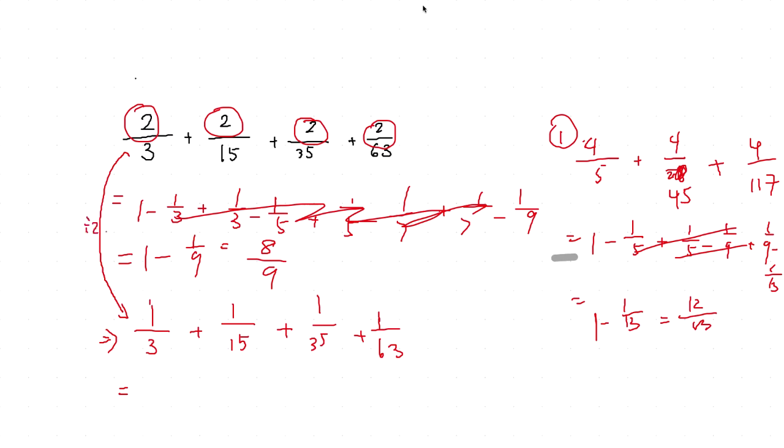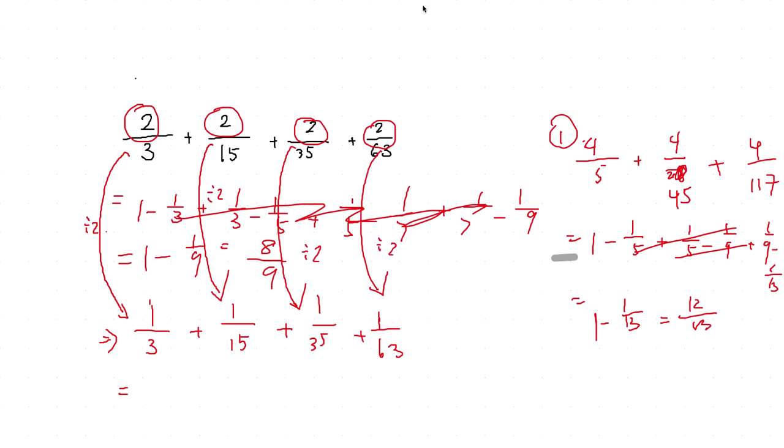Okay, how to change 2 over 15 to 1 over 15? You divide by 2. Very good. How to change 2 over 35 to 1 over 35, Grace? Divide by 2. Right, Grace? So 2 over 63 to 1 over 63, also divided by 2. Okay?